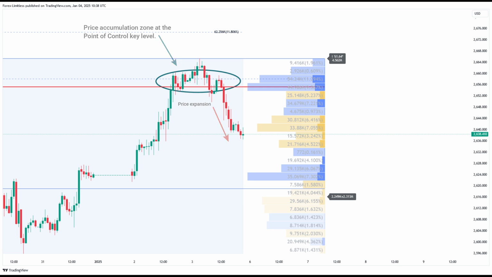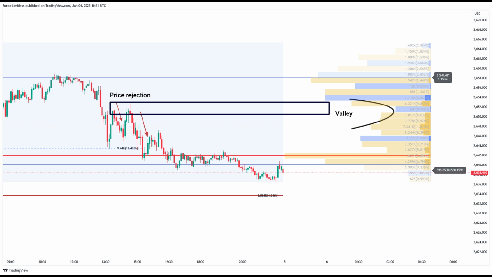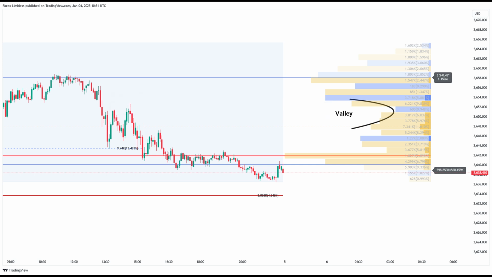On the other hand, low volume nodes are visually represented as valleys on the volume profile indicator. These areas are just as important, but for different reasons. When the market revisits these zones, there are typically two possible scenarios. In the first one, price gets rejected, bouncing off the low volume area. In the second one, the price moves straight through the zone aggressively and quickly with minimal resistance.